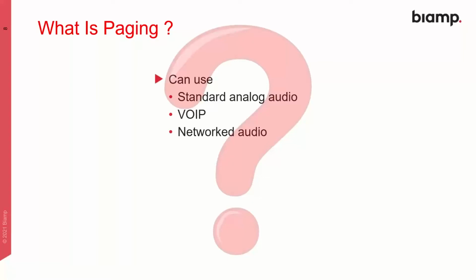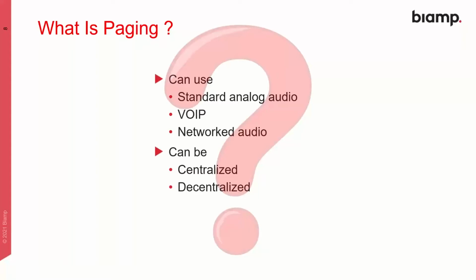Now, paging can use very different methods of transmitting or transferring the audio signal from one place to another. So it could be standard analog audio, so mic level signals, line level signals, and then going to 100-volt amplifiers, for example, to the speakers. You can, of course, use VoIP, which we use quite a lot in our Tessera system. And then we also have networked audio, so using AVB in our case, or Dante, or on the older systems, CobraNet, to transmit audio across a standard network infrastructure between different areas of the project.